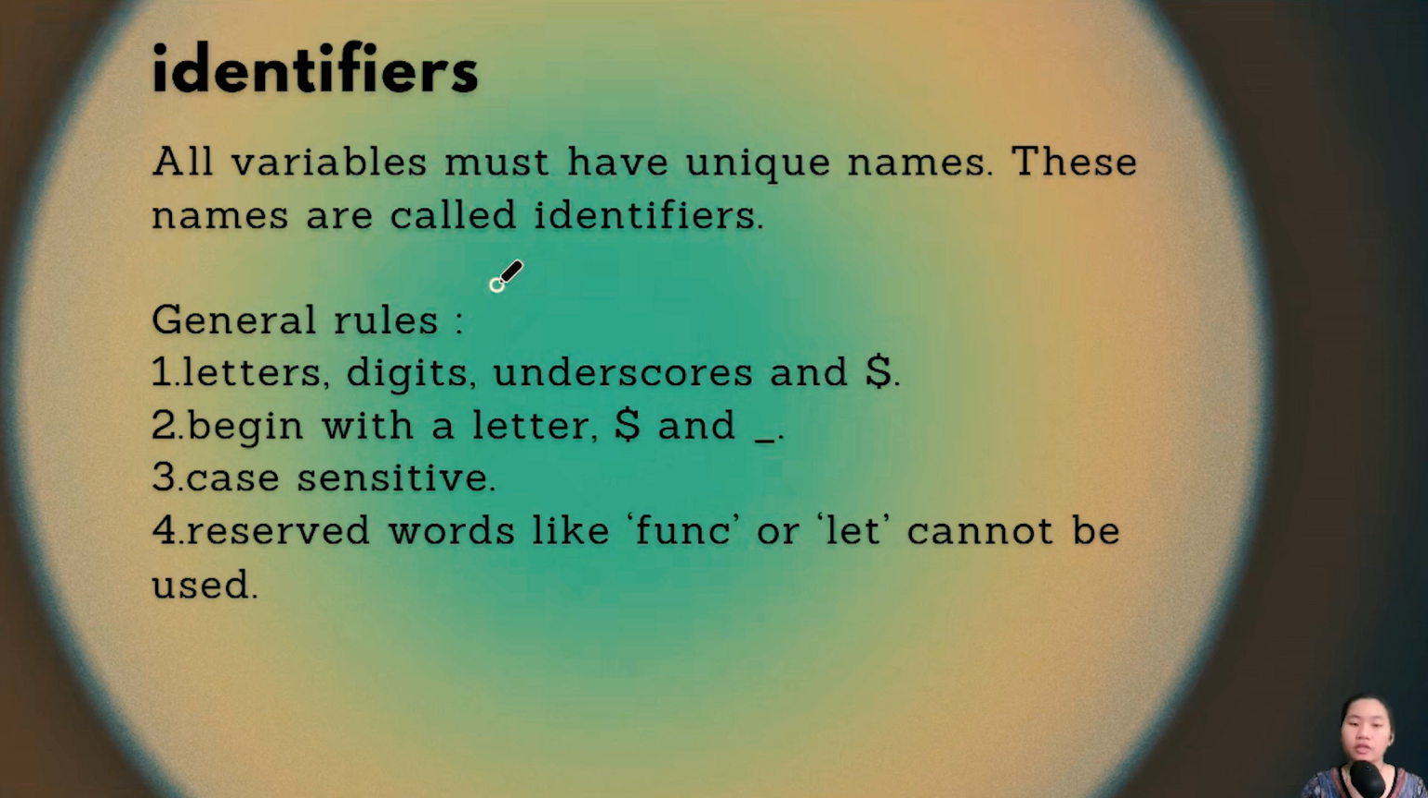Identifiers, variable names must only consist of letters, digits, underscores, and the $ sign. A name can begin with a letter, a $ sign, or an underscore. A variable name is also case sensitive, so a lowercase h and an uppercase H are two different variables. Last but not least, a variable name cannot be a reserved word like function or let or var or any of the keywords that you'll be learning along with me. You absolutely cannot use those, otherwise JavaScript will get confused and think that you're trying to execute something here, when you're not.